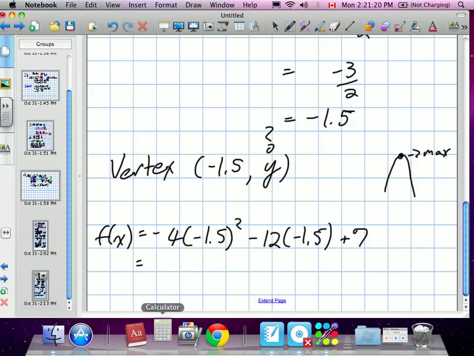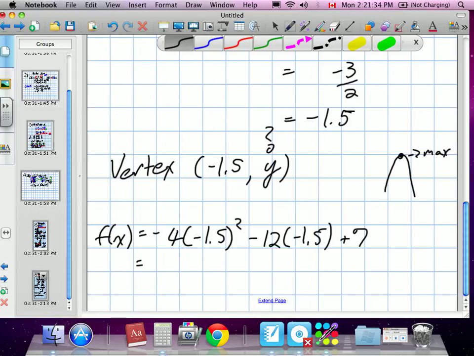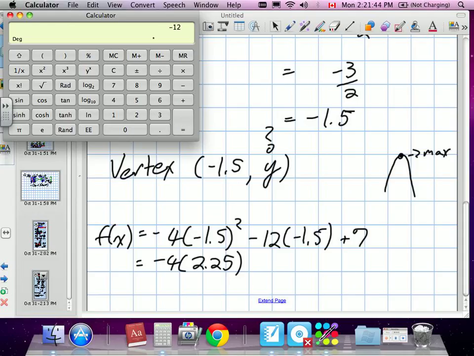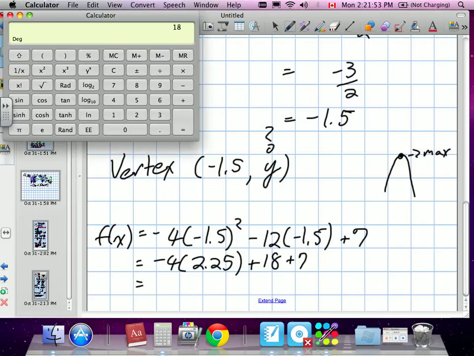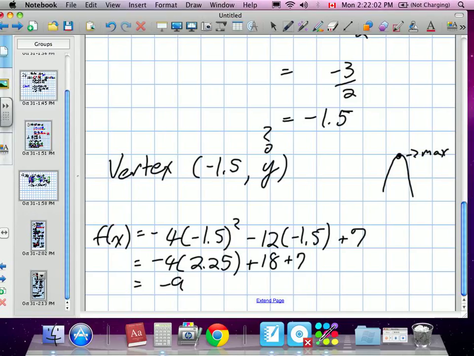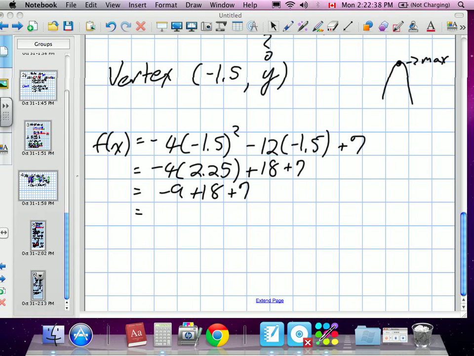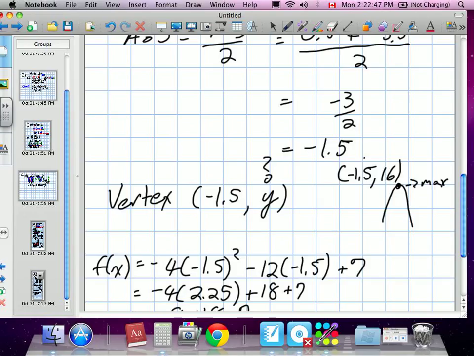We'll quickly do this on the calculator. Negative 1.5 squared is 2.25. And because it's a negative times a negative, it's positive 2.25. Negative 12 times negative 1.5 is positive 18 plus 7. Negative 4 times 2.25 gives us negative 9. When we add them together, we end up at 16. So we know our vertex value, so our max value is positive 16.